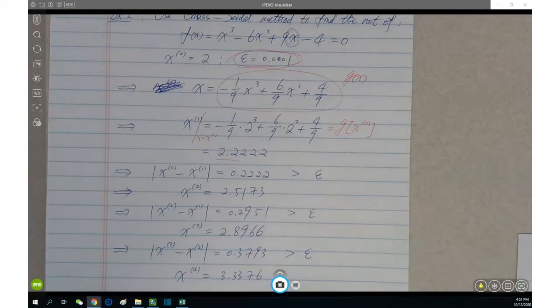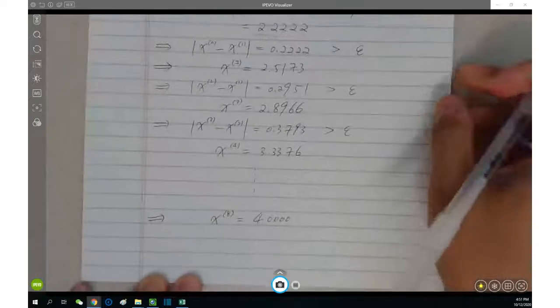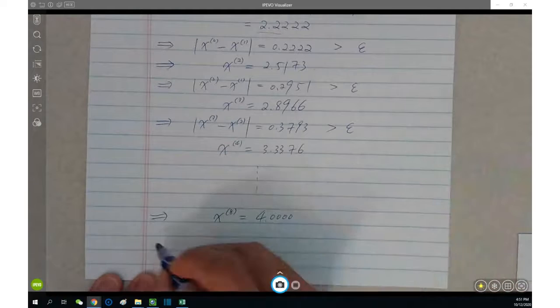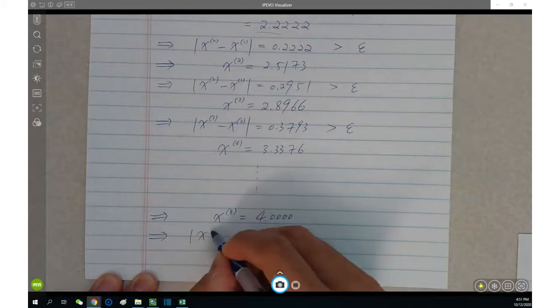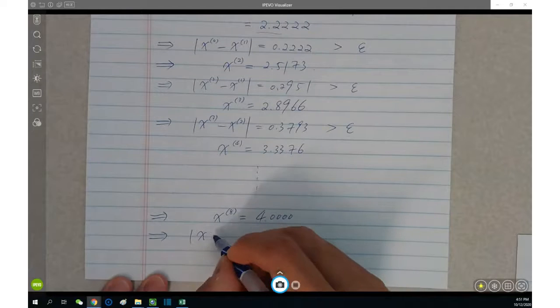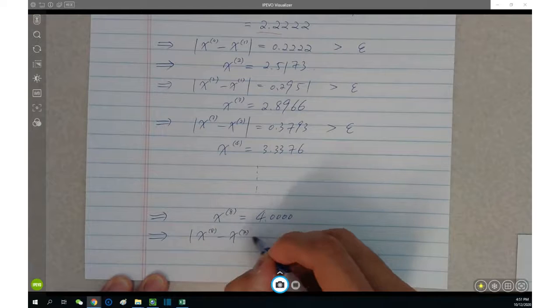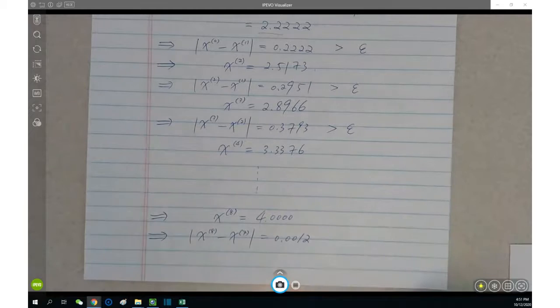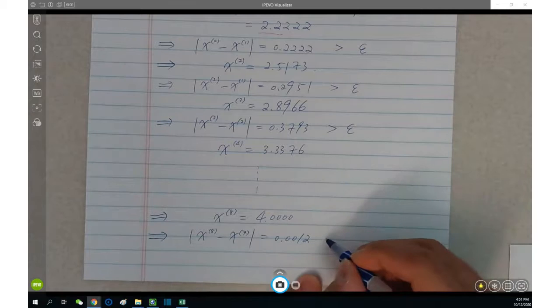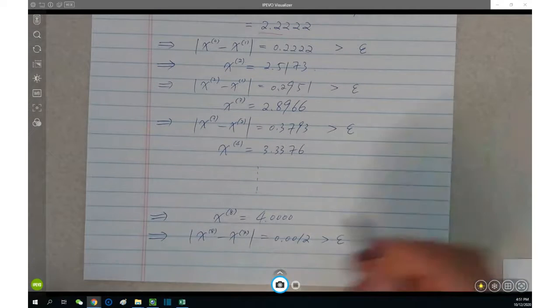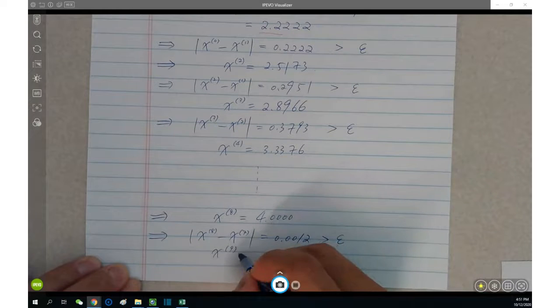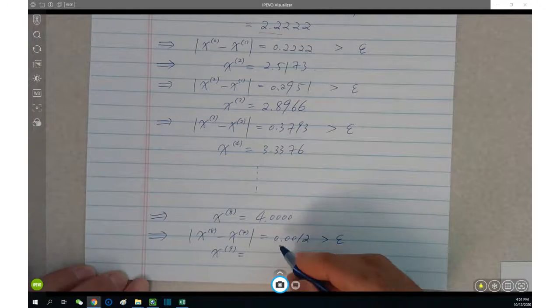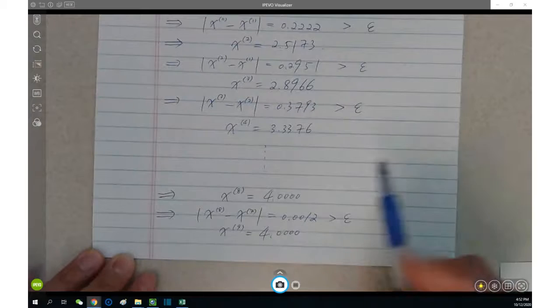This is the x of 8. From x of 8, you compare 8 with 7. With 8 and 7, you end up with this number. John got 0.00115, and so you find it was still greater than the epsilon. So you have to go to x of 9, okay, because of this. X of 9, guess what? You end up with the same number as the previous step.